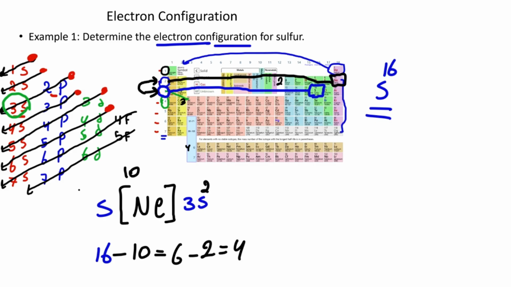And after the 3s, this is the 3s in the third line, it is finished, so we are going to start with the fourth line. The first element in the fourth line is a 3p. Okay, so I am going to write a 3p. The p can hold 6 electrons, but actually we have only 4 electrons left, so we are going to write 4 electrons. Minus 4 equals 0.